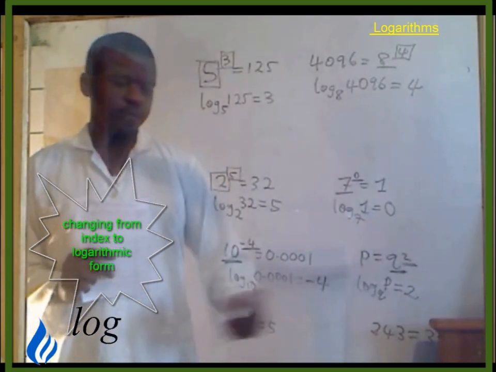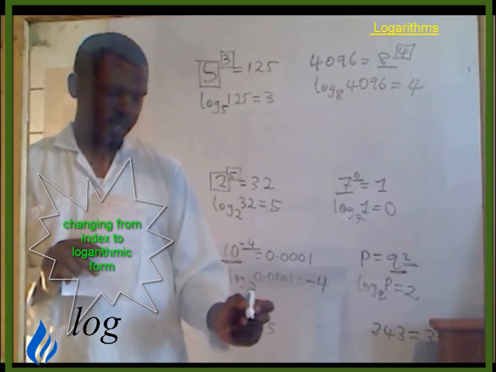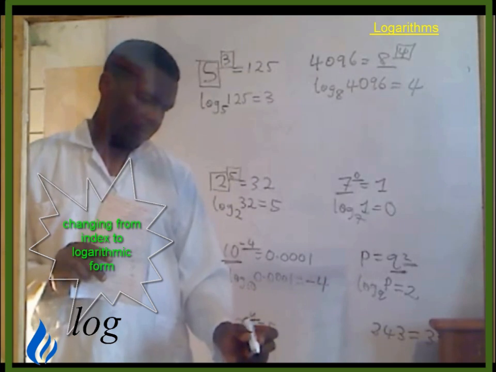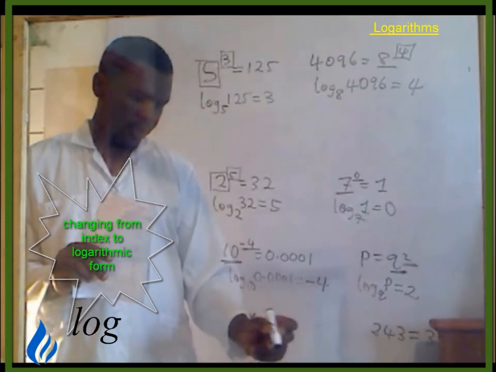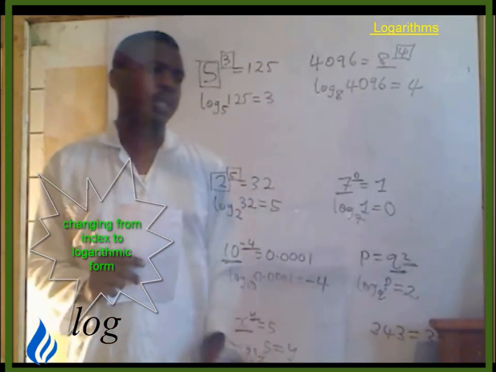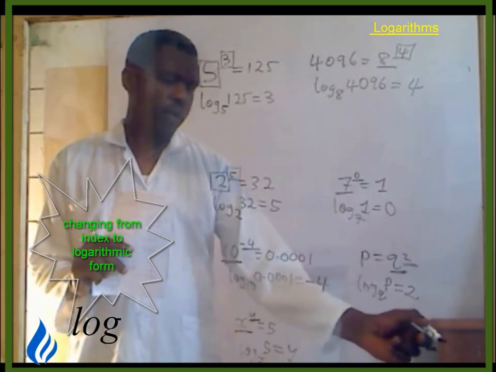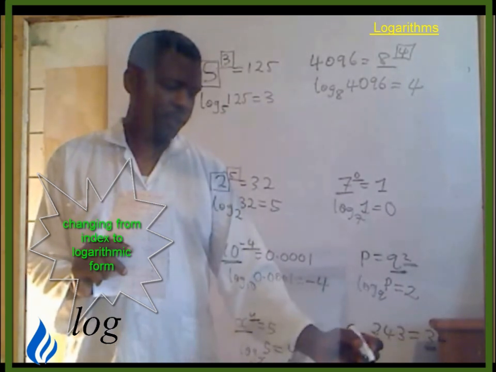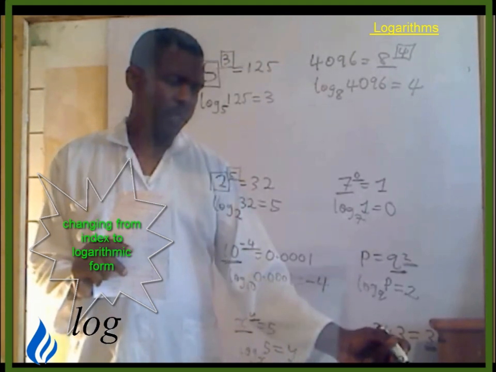Let's put this in the index form. This is the base and this is the index. So logarithm base x of 5 is equal to y. Look at this one here. Base and logarithm. So logarithm base 3 of 243 is equal to 5.